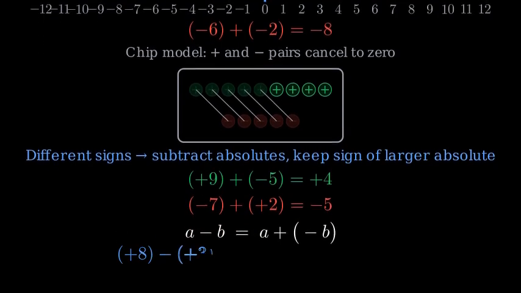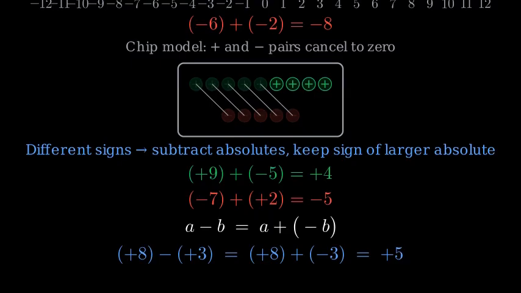Subtraction becomes easy with one powerful idea. A minus b equals a plus the opposite of b. That means subtracting a number is the same as adding its opposite. For example, +8 minus +3 is the same as +8 plus -3, which equals +5.